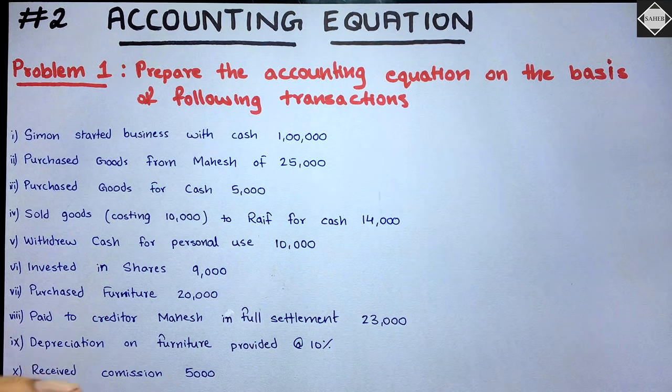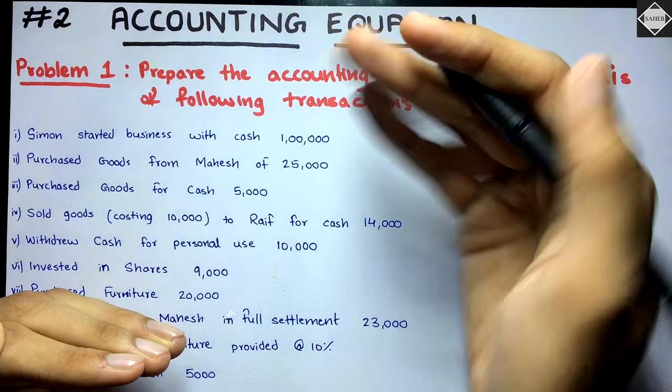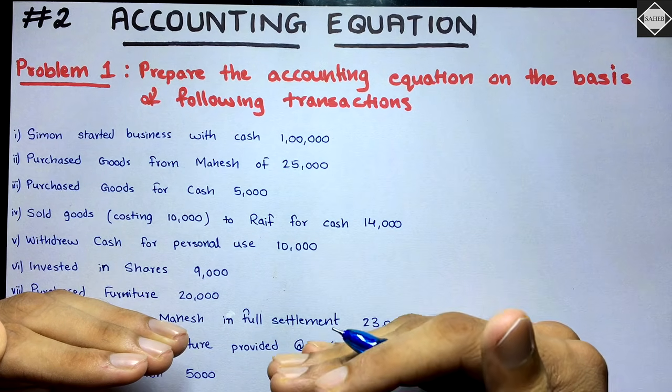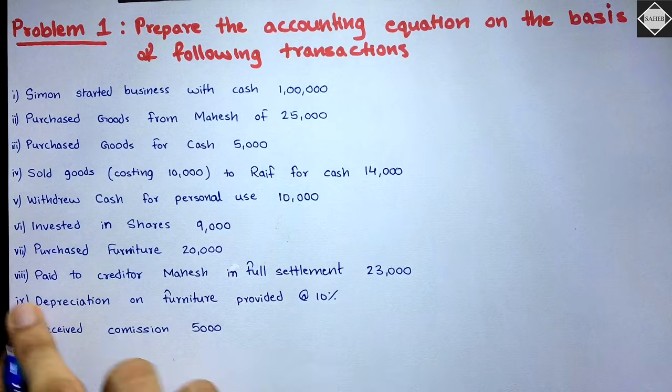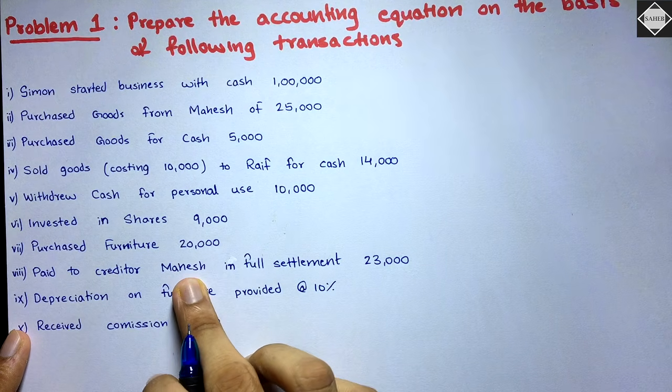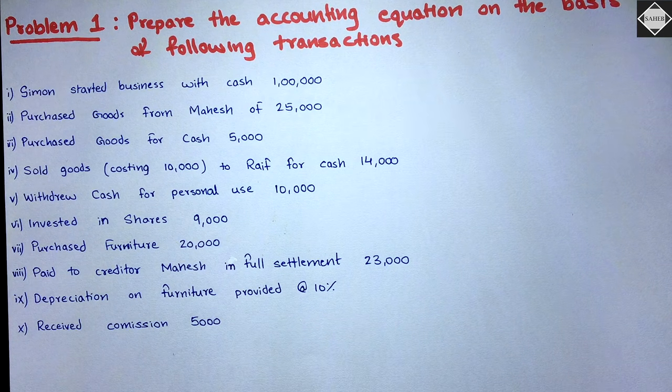Is that clear? So what's happening in this transaction? What's the impact? Cash is decreasing by 20,000 and furniture is increasing. There was no furniture in the business. Now furniture from 0 is increasing to 20,000. Is that clear? Right. The next transaction is, see here, paid to creditor Mahesh in full settlement of 23,000. What does this mean?